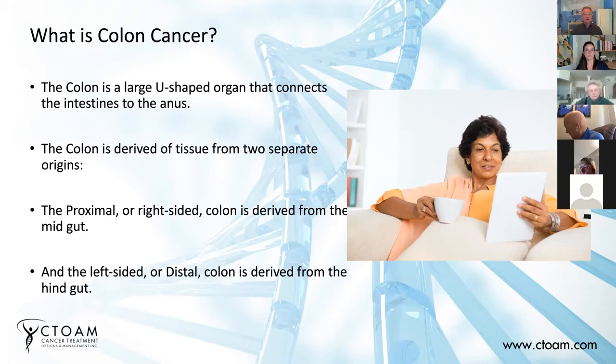So it's a large organ. It's U-shaped, but it's actually considered two different organs, so to speak. It's derived from two separate origins. The proximal or right-sided colon is derived from the midgut, and the left-sided or distal side closest to the anus is derived from the hindgut.